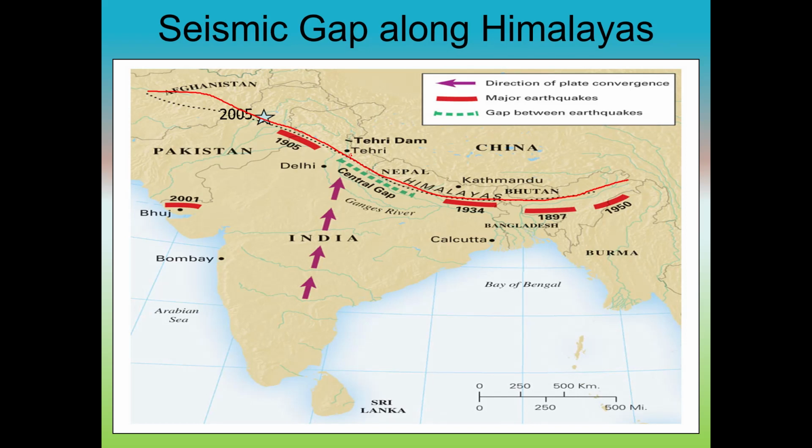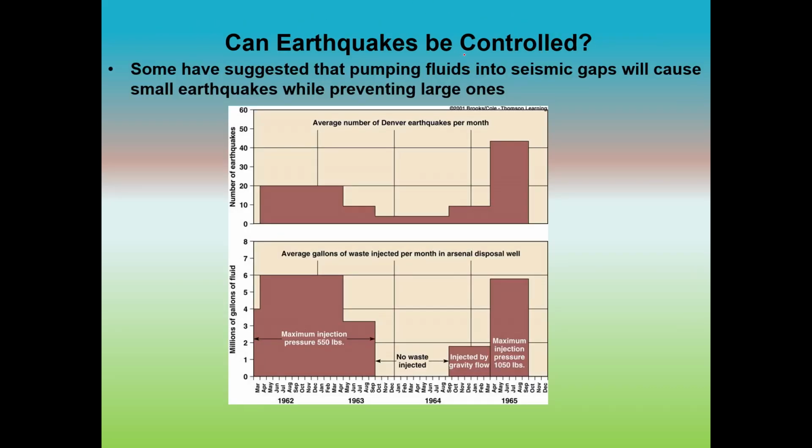the seismology of India. Next one, can earthquakes be controlled? Some have suggested that pumping fluids into seismic gaps, if there is any gap, and if fluid like water is dumped over there, it will cause small earthquakes instead of large ones, but it cannot be prevented as such. It is a continuous process.